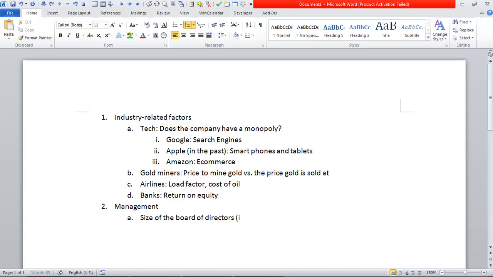And the ideal size is usually seven. 7 people on the board of directors is great. More than 10 is not that great. And if you get up to the 20s and 30s, you're looking at a corporation that moves slowly and is probably pretty stupid at getting things done.